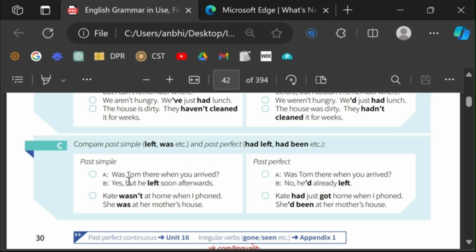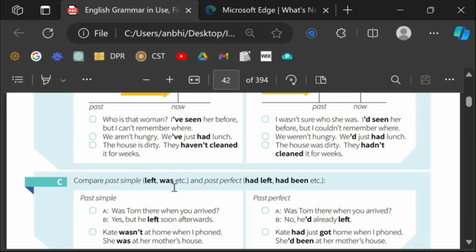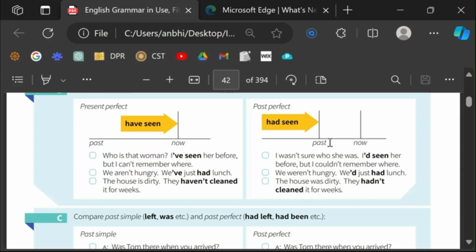But let's see the past perfect. Was Tom there when you arrived? The question is the same. No. When I arrived, he had already left. Here, he left before this person arrived. And here, he left after this person arrived. Do you see the difference? The same situation, but different sentence. It's a different situation.